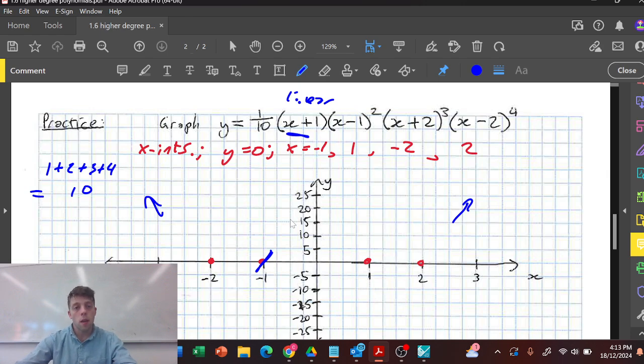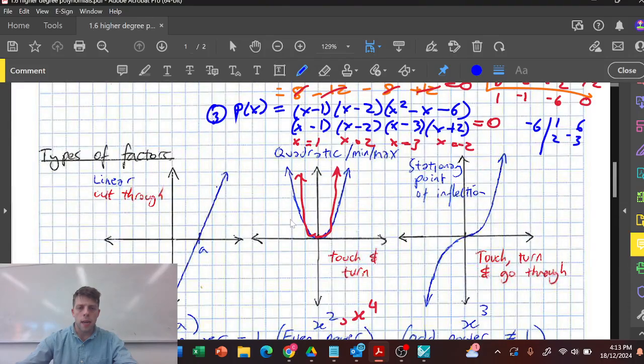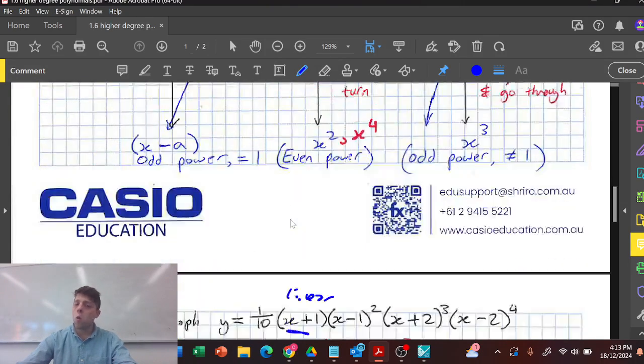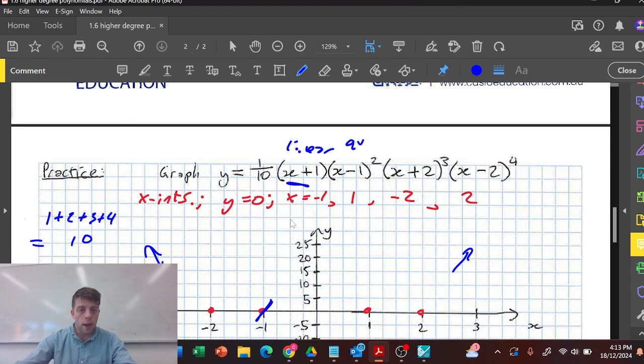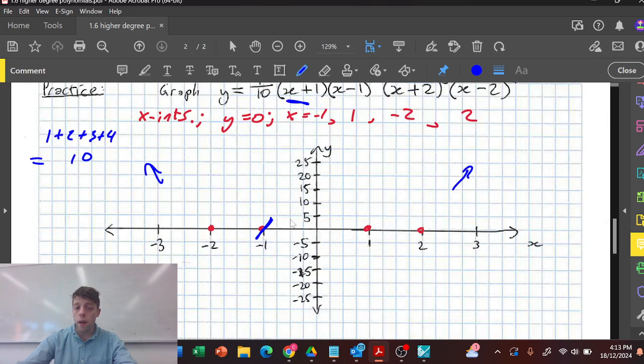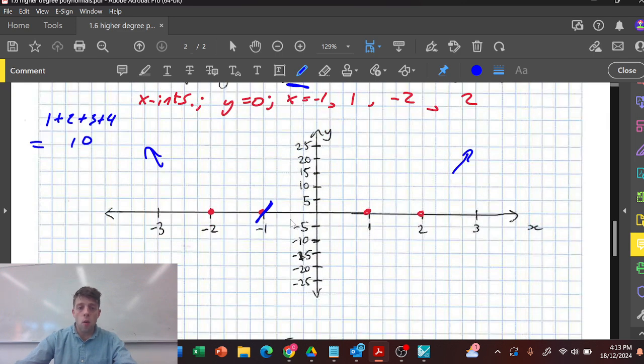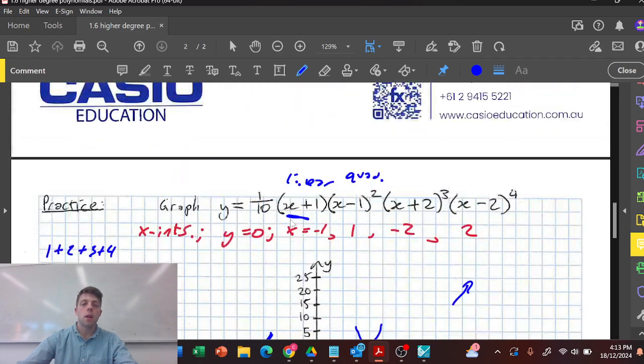That's our cut-through. This over here is going to be what we called up here, what do we call it? A touch and turn quadratic factor. So this is the quadratic factor. The quadratic factor happens when x is equal to 1. Okay, so that means at x equals 1, we have a touch and turn type factor. It's going to be like a little parabola like that. Okay, what about this one here? We have plus 2.